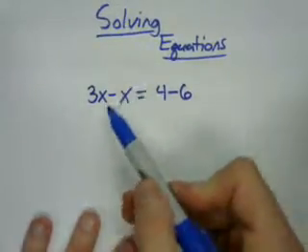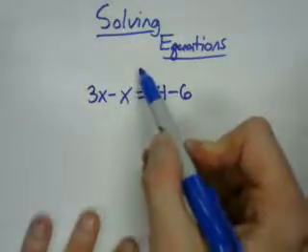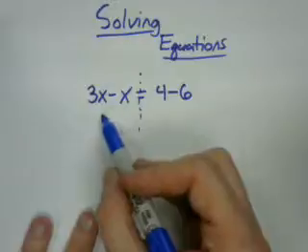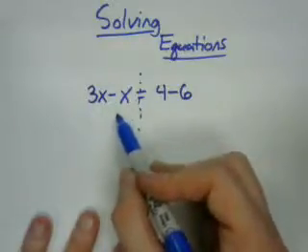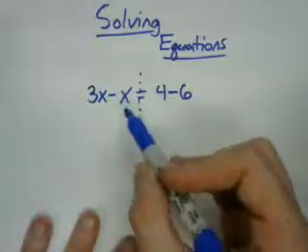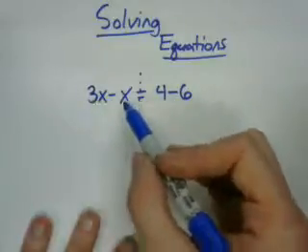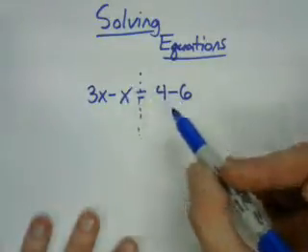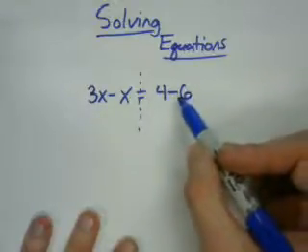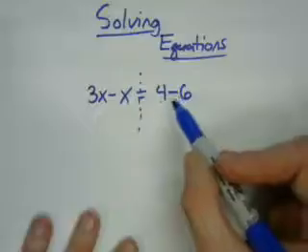I notice, if this equal sign kind of breaks it up, this left side of the equation, I have like terms, x and x. They're both the same. Those are like terms. I can just take that and combine like terms. And here on the right side of the equation, the 4 minus the 6, well, those are constants. I can combine those as well.